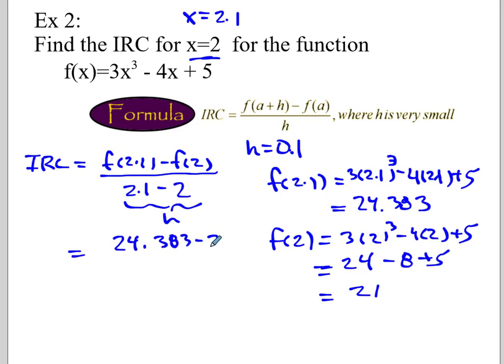And then we just come back here and we have 24.383 minus 21. And again, if I make a math mistake, my apologies. I'm kind of doing this late at night, but that's okay. We'll give it a whirl. Minus 21 divided by 0.1, and I get 33.83.